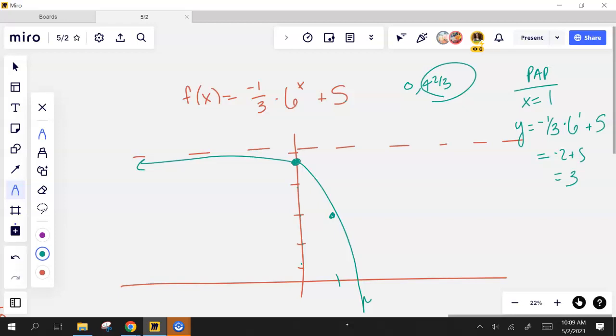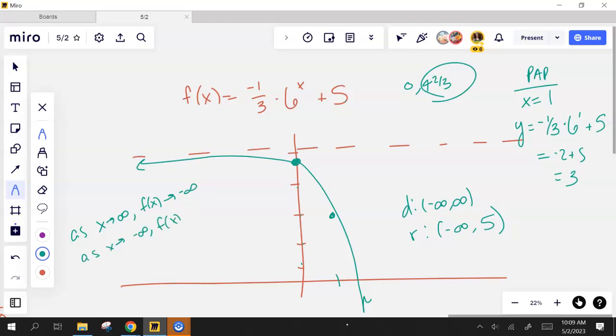What's my domain here? How about the range? There you go. It's flipped. 5. What else do I need? I got the y-intercept. In behavior, as x approaches infinity, f of x goes to negative infinity. How about as x approaches negative infinity? Asymptote, of course, is 5.